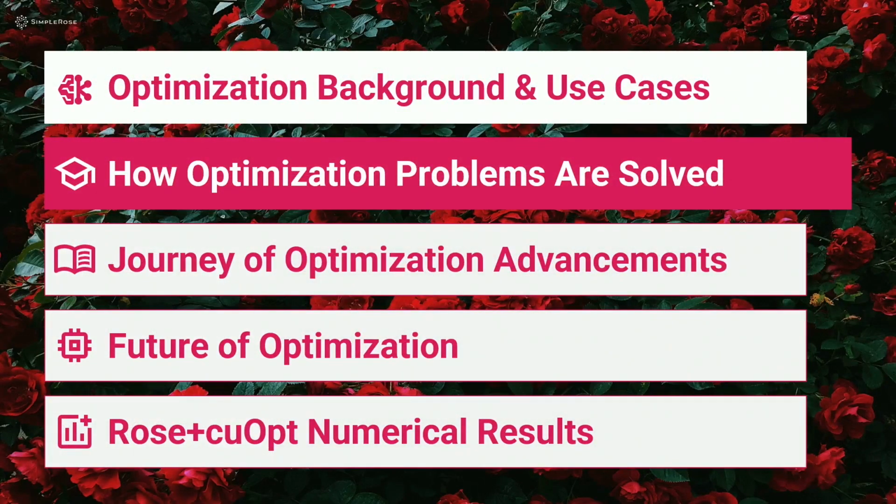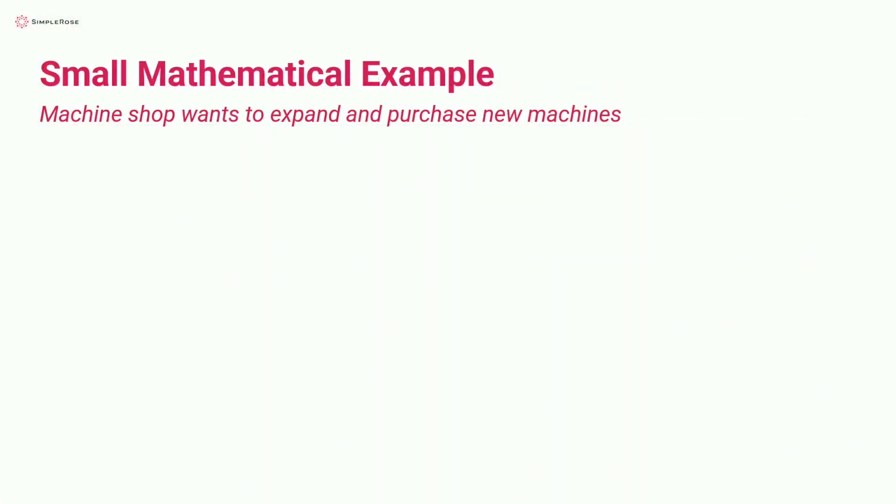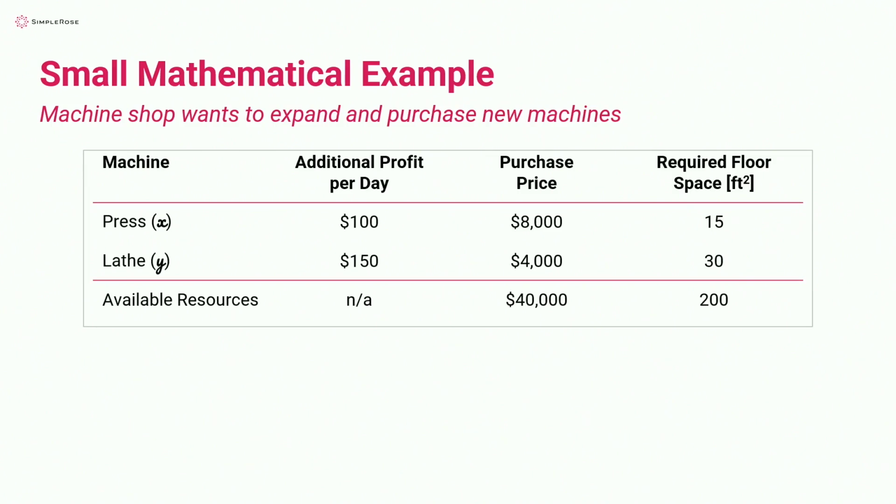So now that we know what optimization is a little bit, let's talk about how these problems are solved. Let's start with another small example. We'll talk about a machine shop. Let's say you've got about 40 grand, and you're trying to figure out which new tools to put in my machine shop to make the most additional profit per day. I could either get lathes or presses. If I get a lathe, I'll get $150 per day in output, or if I get a press, I'll get $100. But there's also an additional constraint: we only have 200 square feet in our warehouse. So we have to be considerate of that when we're making decisions.